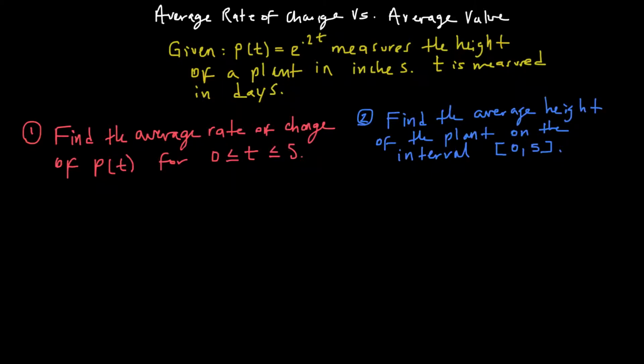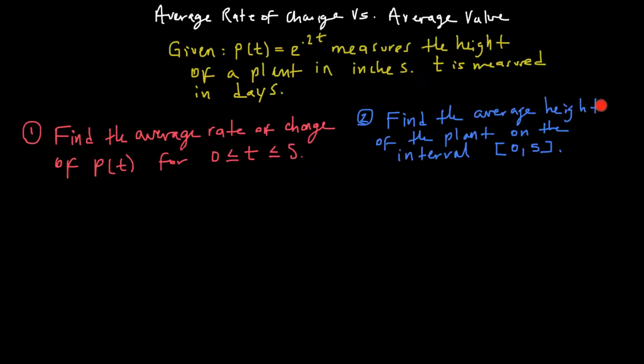The first thing to realize is if they want you to find the average rate of change, then they'll have to spell it out, average rate of change. So that's something they'll have to do. And on the other hand, when they want you to find the average value, you'll notice that here they don't use the word value, they've replaced value with height. But there's a reason for that.